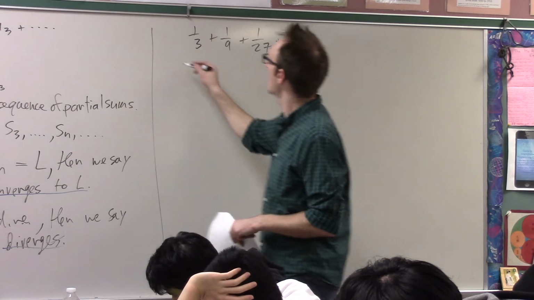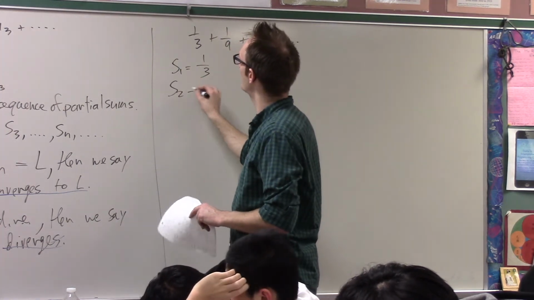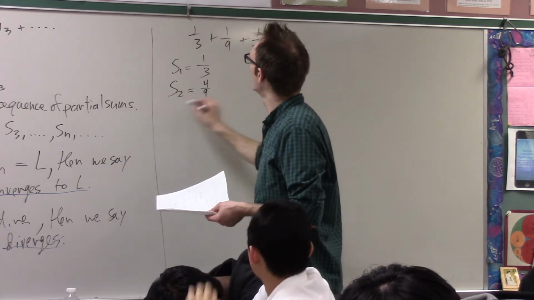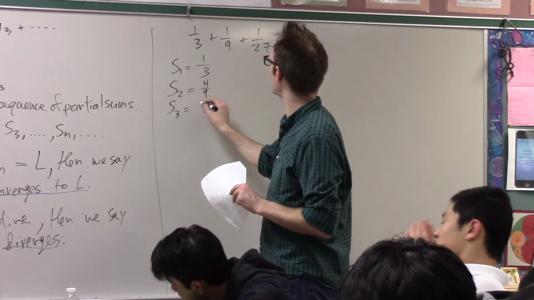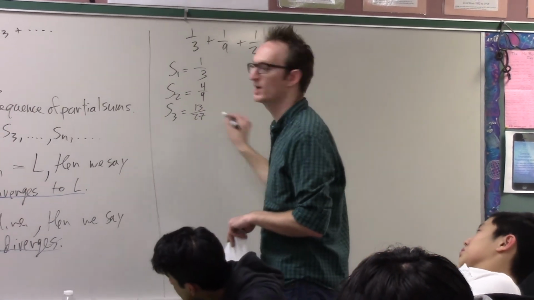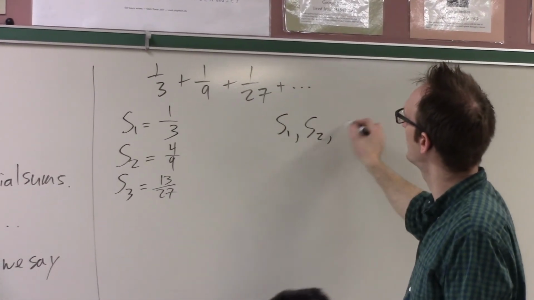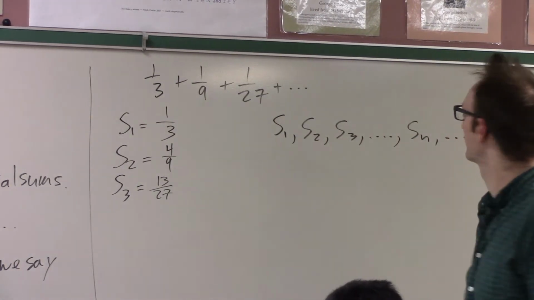Okay, how do we do this? We start constructing the sequence of partial sums. The sum of the first one term is 1/3. The sum of the first two terms is a third plus a ninth, which is 4/9. The sum of the first three terms is that plus 1/27, so that's 13/27. So you guys following me? Okay, so now I need to construct the sequence of partial sums, S1, S2, S3, on and on to S sub n and beyond.